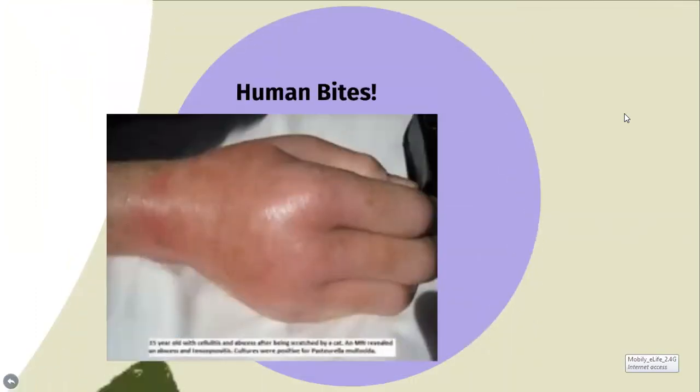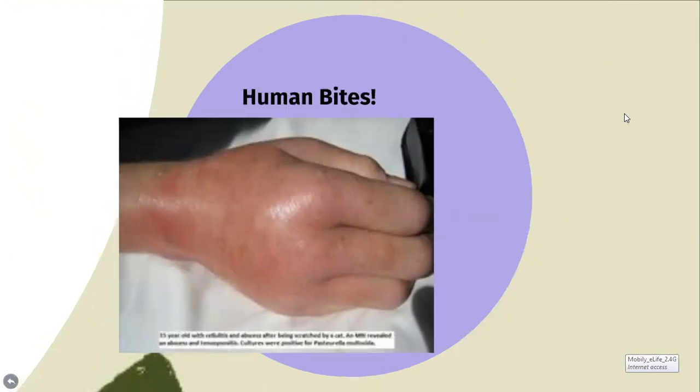Regarding human bites, these basically always need irrigation and debridement in the OR. Antibiotics are always tailored to the culture-specific antibiotics. Remember that the most common pathogens in human bites are Streptococcus viridans or Eikenella corrodens.